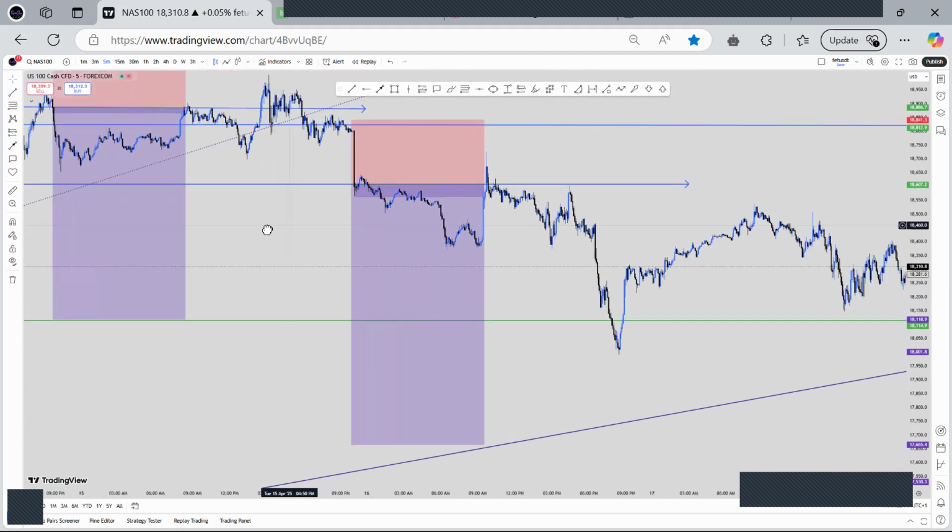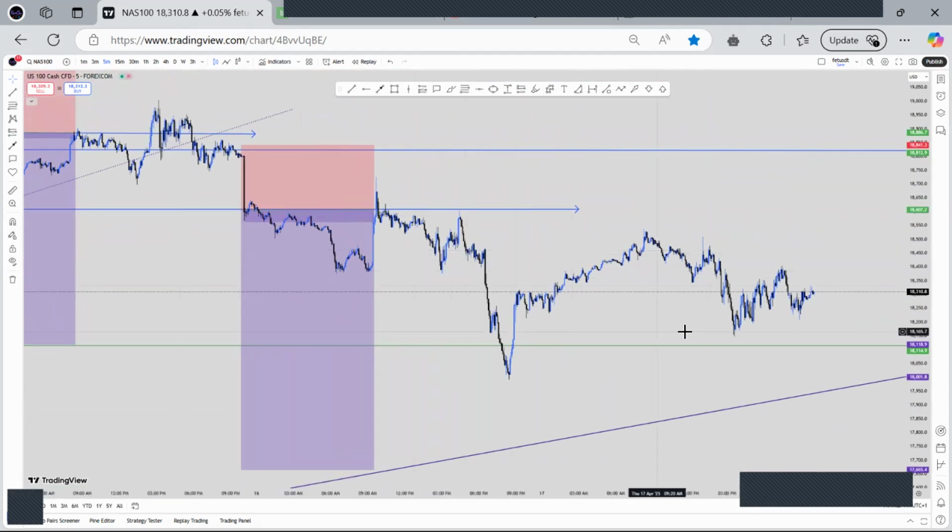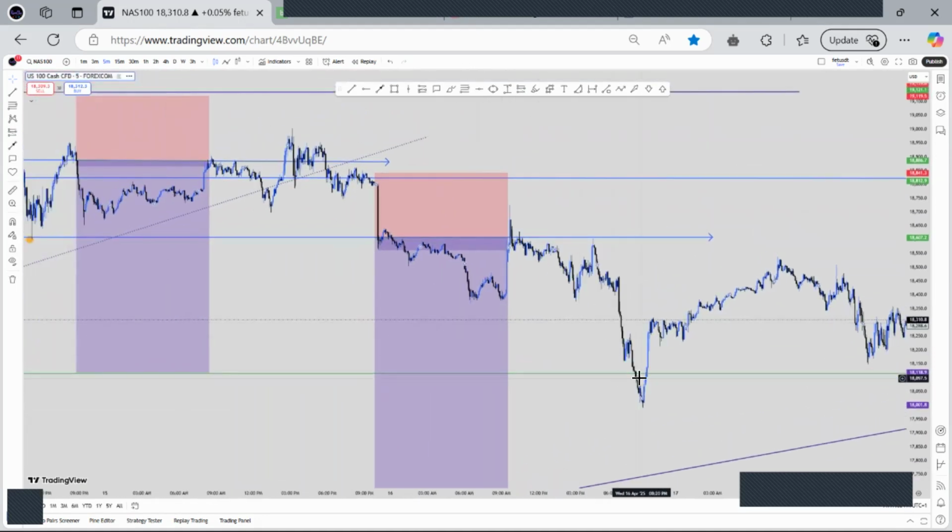So I was waiting for it to hit the trend line, then market just kept going sideways and I took my take profit here. I sent this down to the group, to the community. I think I was out from this level.